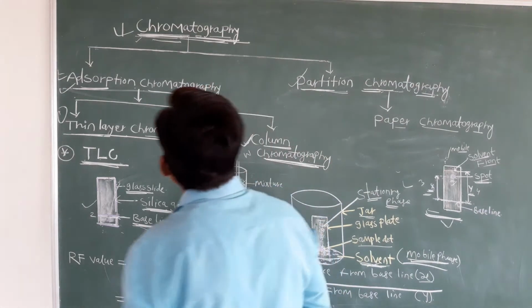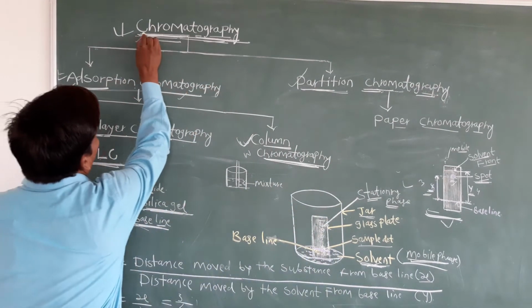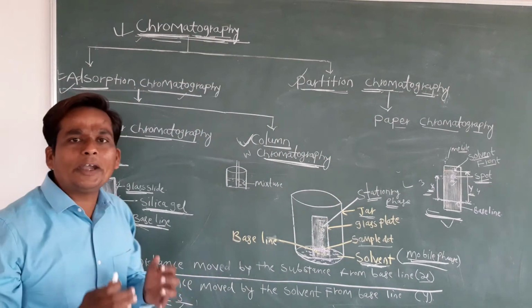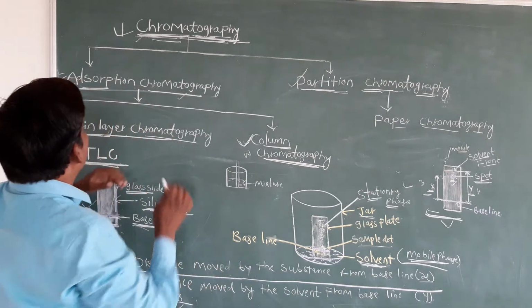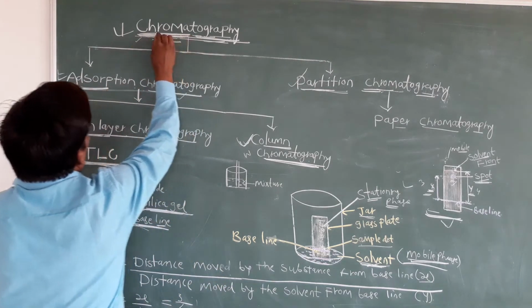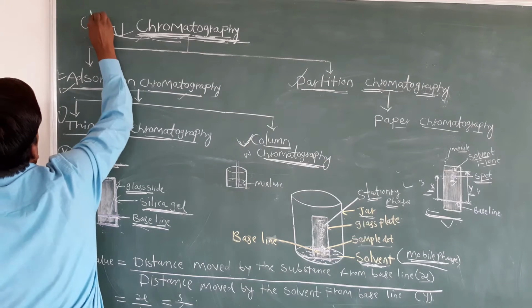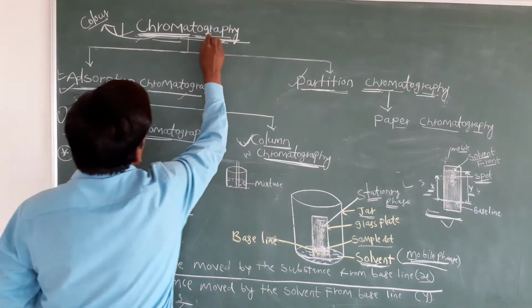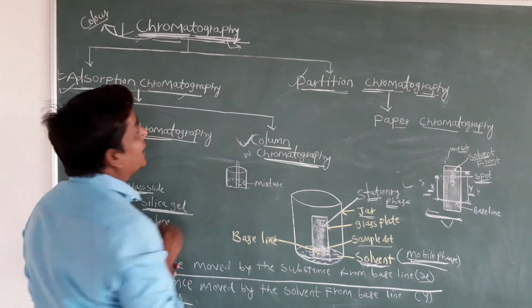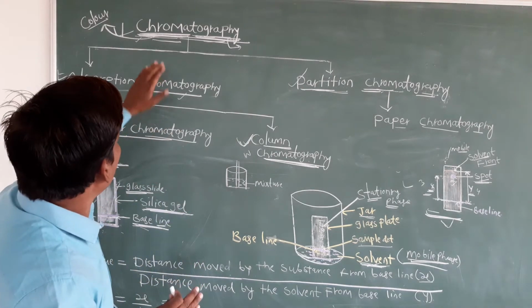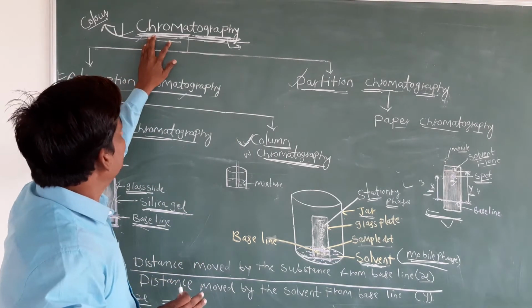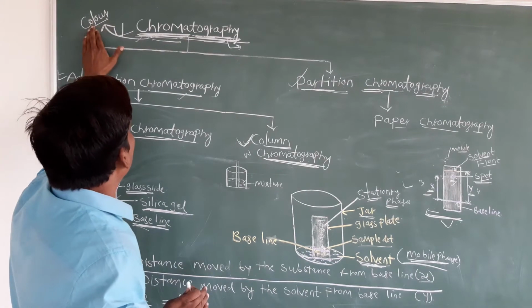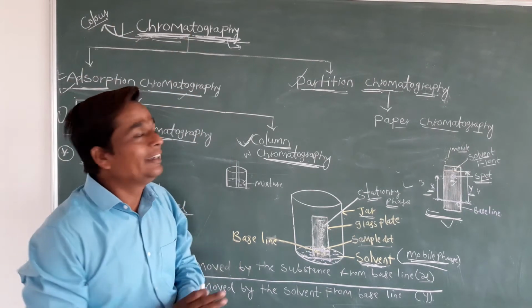Okay, so first of all, let's see what is meant by chromatography. Chromatography is a Greek word. Chroma stands for color, and graphy means writing. Now clear? That is the meaning of chromatography. Chroma means color and graphy means writing.